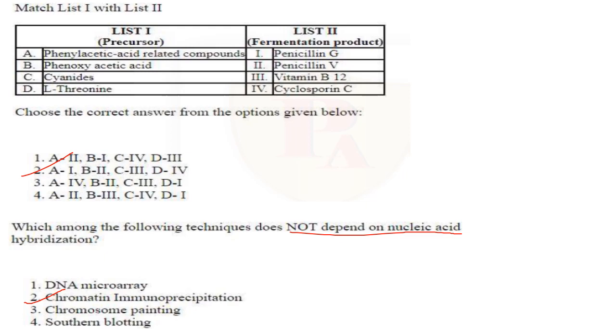Then which of the following techniques does not depend on nucleic acid hybridization? DNA microarray. Chromatin immunoprecipitation: yes, because it is an antibody based technology and it is used to determine the interaction between proteins and DNA in the cell. Chromosome painting: it is a technique to visualize the entire chromosome using fluorescence in situ hybridization. Southern blotting also depends on nucleic acid hybridization. So the answer here is chromatin immunoprecipitation.